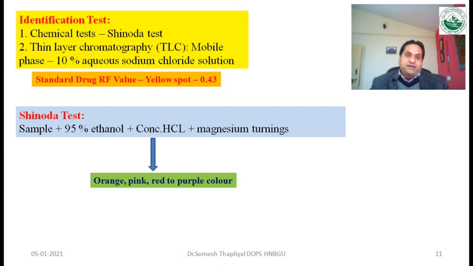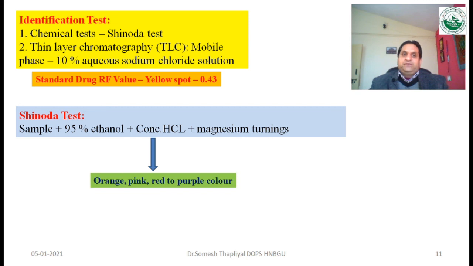Further, if you want to elucidate the structure of the isolated compound, you have to do the spectral analysis, because whatever phytoconstituents you are isolating, you always have to determine the structure, or elucidate your isolated structure, with the help of spectral analysis. So IR, UV, NMR, and mass are the common spectral techniques. With the help of these techniques we can elucidate or confirm the structures.